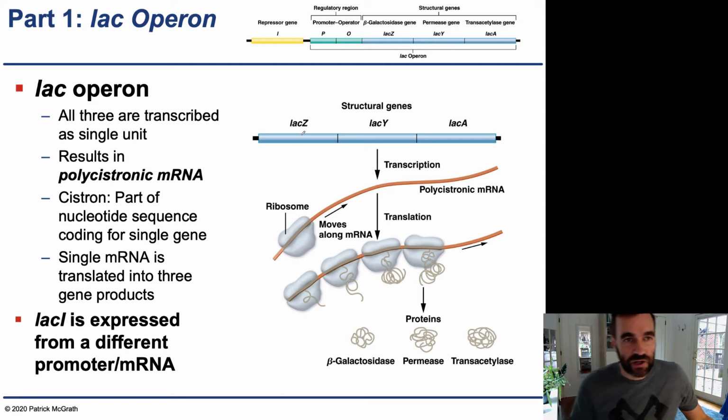So how does this work? With the lac operon, we create this mRNA. This mRNA is a polycistronic mRNA because there are three different genes encoded, and then the ribosome can come in and translate all three of these genes into unique proteins. So there are three unique proteins that would be created from this operon.